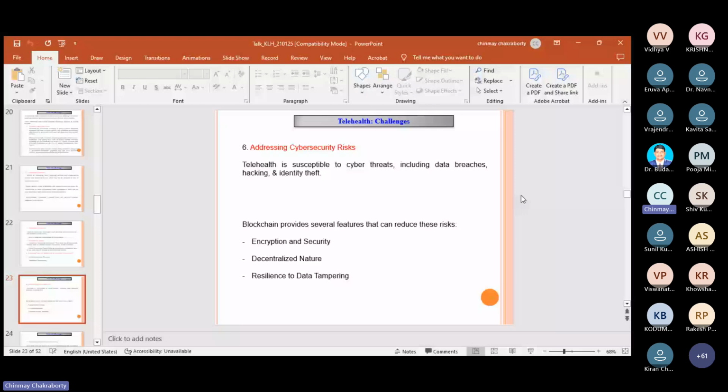One is the encryption and security mechanism. Another one is the decentralized nature. Next, resilience to data tampering. So based on these three categories, blockchain plays an important role in mitigating the risks. Okay.